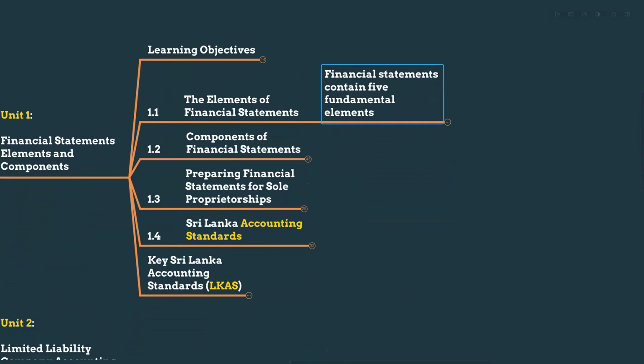What does this mean actually? Just like a house, my dears. A house is built with bricks, cement, as well as some steel. Like that, these financial statements are built with five fundamental elements. These are like basic ingredients. Every financial statement in the world is built with these.